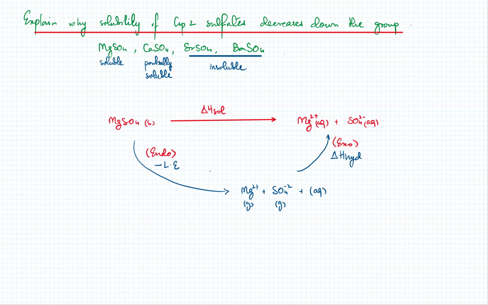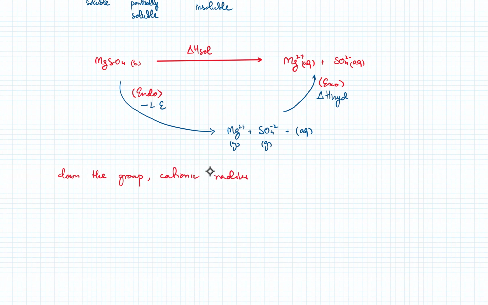Why does the solubility decrease down the group? That is what we need to justify, why the solubility decreases down the group. So the way you're going to describe this is what's happening down the group. The first thing is, when you move down the group, the cationic radius increases.